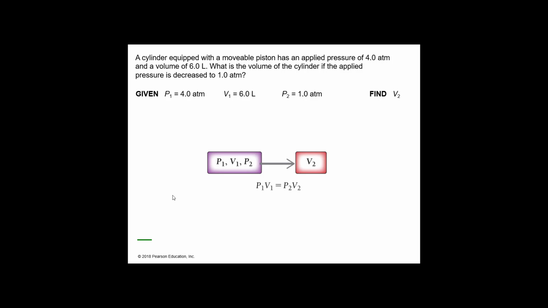So looking at pressure, our pressure decreases from 4 atm to 1 atm. So if pressure is decreasing, then we expect the volume to increase. So we plug everything in.